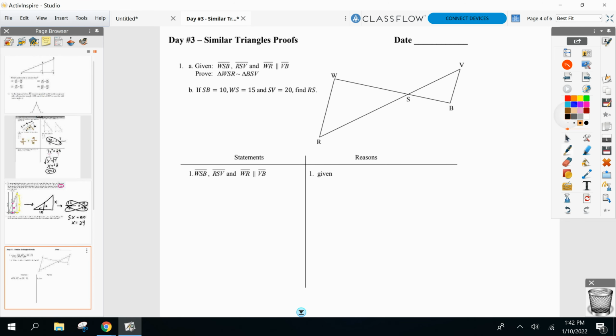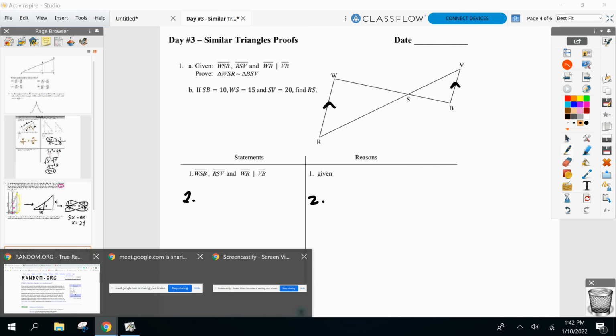I gave you guys a nice and easy one to start off. Prove these 2 triangles similar if WR and VB are parallel. So we already know only angle, angle. What's your job? Find me 2 pairs of angles congruent and you're good. I'm not even going to let you do this in your group. This should be too easy for you.